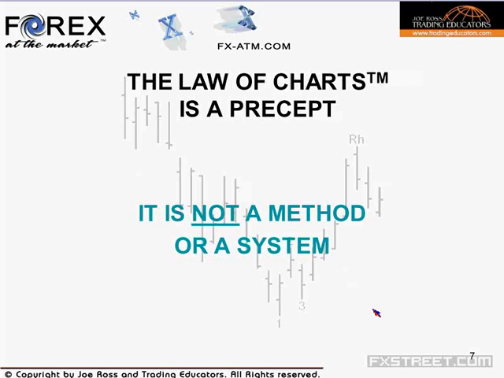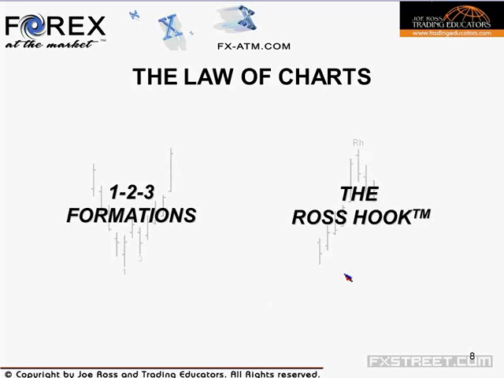So now we're going to have a brief review of the law of charts, which is not a method or a system in itself. It's more of a precept, a fact of what you see on the charts. And there are many ways to use that law to trade in a specific way. We're going to start today with 1-2-3 formations and the Ross hook, two quite popular formations. Maybe you've heard about them already. There's quite some information on the web that you can find.